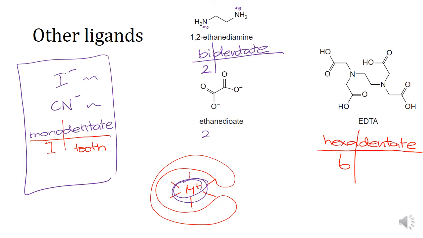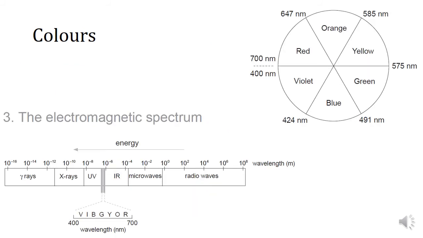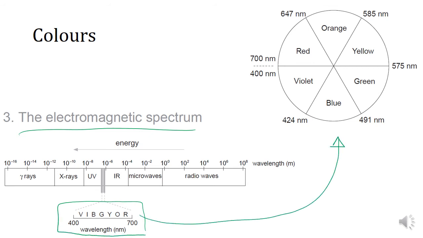All right, let's continue. Okay, so these diagrams are both out of the data book, and I've added this electromagnetic spectrum just to give you this sort of zoomed out version of that color wheel.